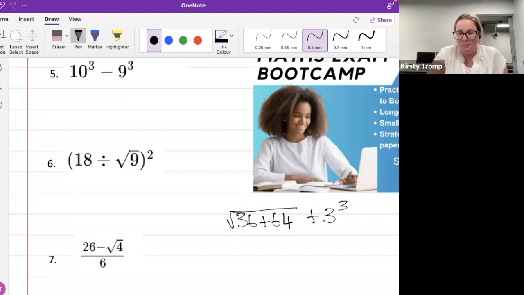Okay, talk to me. Ma'am, can you please repeat? I didn't hear you. Okay, so here's number 3. I've written it down for you. Square root of 36 plus 64 plus 3 to the power of 3. Okay. All right, I think we have lost her.